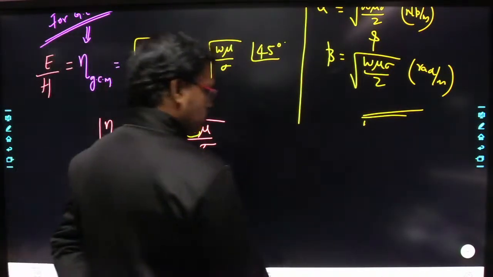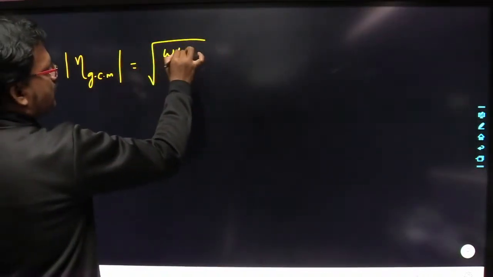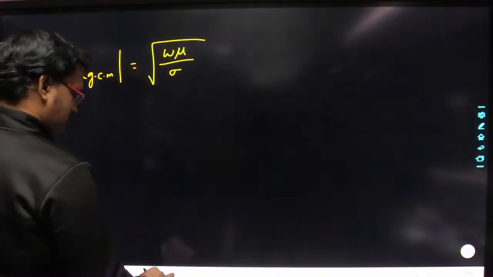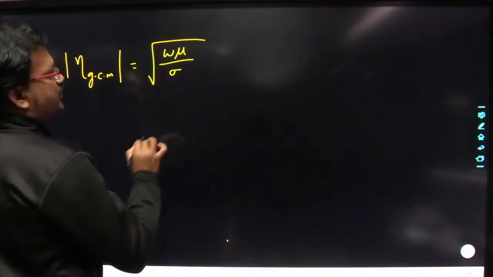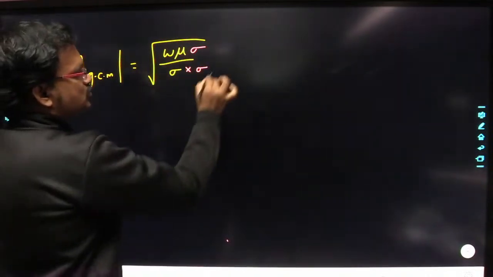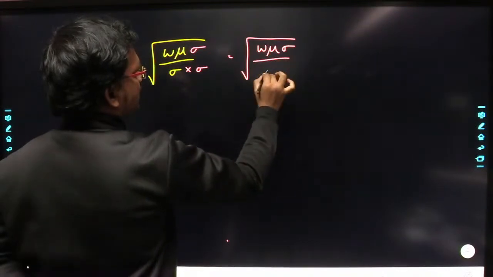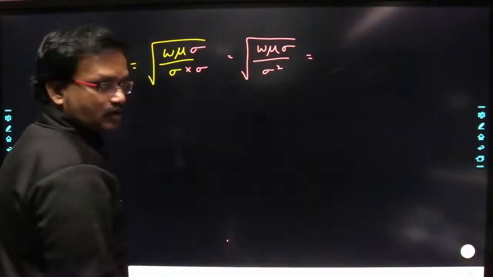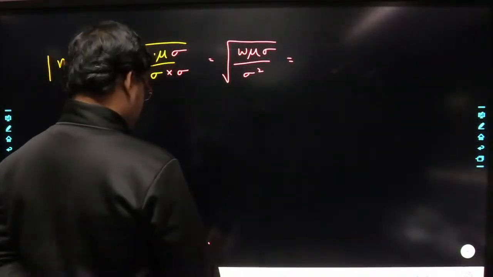For that, see, eta for a good conducting medium, the magnitude is equal to the square root of omega mu divided by sigma. Now I am multiplying with sigma and dividing with sigma. Then I am going to get the square root of omega mu sigma divided by sigma square.